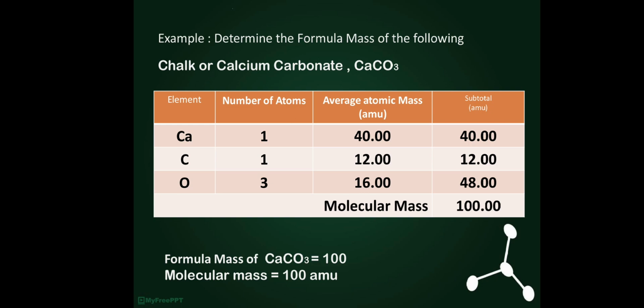Another example. Determine the formula mass of the following: chalk, or calcium carbonate. The symbol for the compound would be CaCO3. So let's divide it also. Let's get the symbols of the elements of this compound. We have calcium, check. We have carbon, check. And we have oxygen.